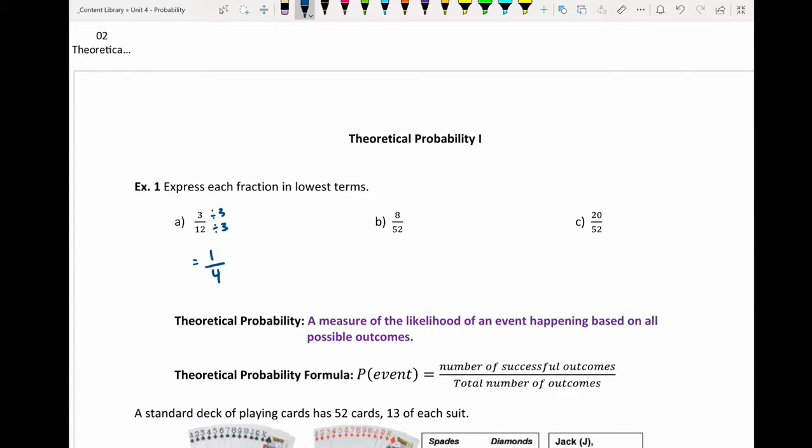8/52, I want to do the same thing. The greatest number that goes into both is 4. So if I divide both by 4, I get 2/13, and I can see that I can't reduce 2/13 any further. Lastly, 20/52, the greatest number that goes into both is 4, so I'm going to divide both numerator and denominator by 4 and get 5/13.